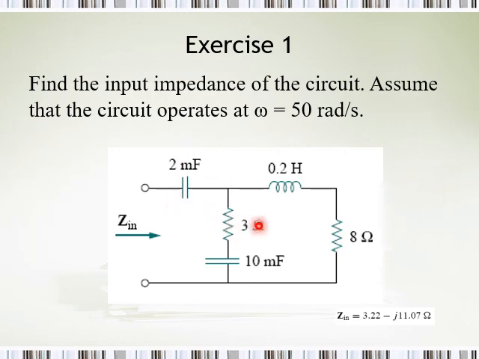This is the normal operation: first convert this into the value of X, J omega as we discussed just now, and then calculate the value of Z in. The answer is given already, so you can try writing on your own first.